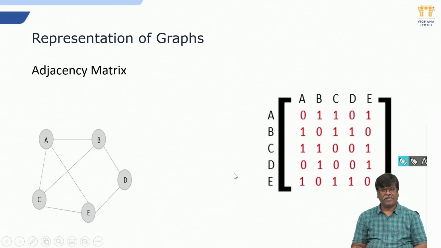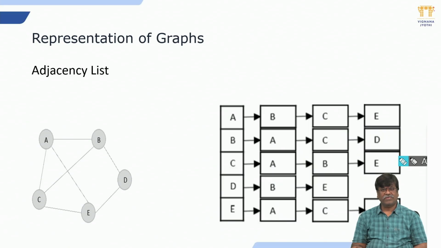The next way of representing the graph is the adjacency list. Here it is an undirected graph where I am having 5 vertices A, B, C, D, E, and you can identify all the adjacents from A. So from A I am having the adjacent B, then C, then E.